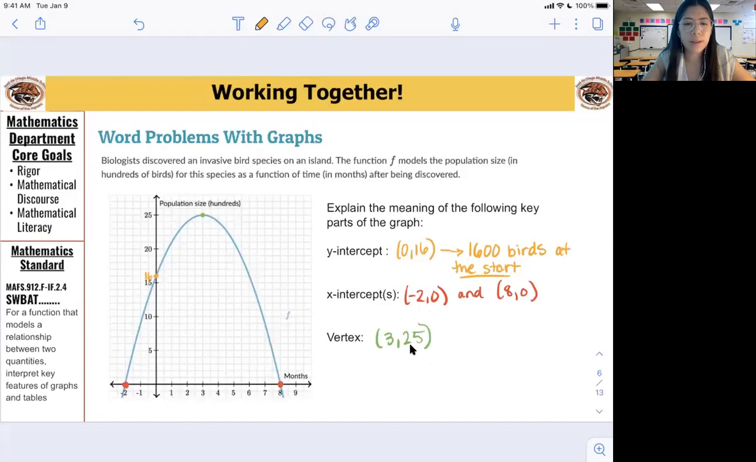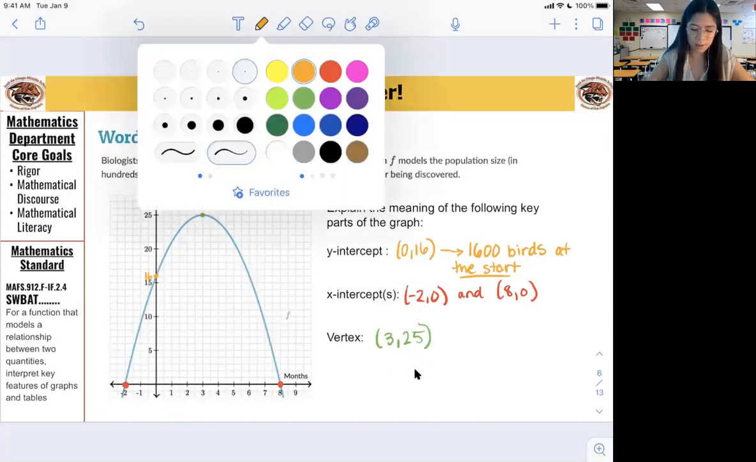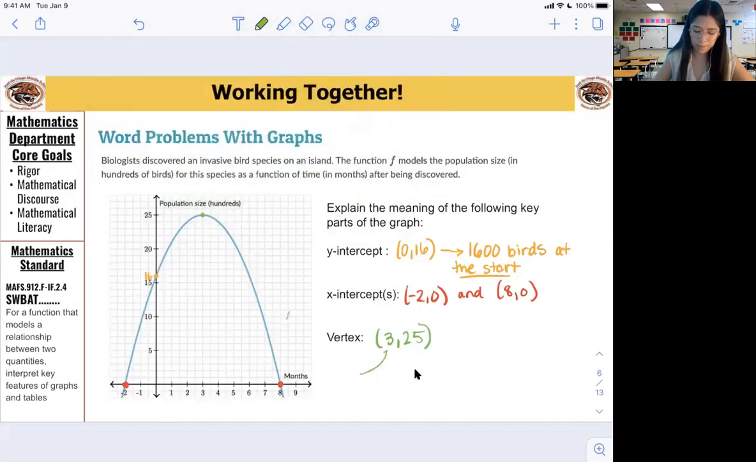So the vertex is 3, 25. What is the 3? What are the units of this one? 300. Oops, 300. 3 months. So careful, because the 3 is this number. So it's 3 months, but it's 25. I always confuse the Y and the X. That's okay. And it's 25 what? 2,500. 2,500 birds. So putting it together, what does that actually mean?